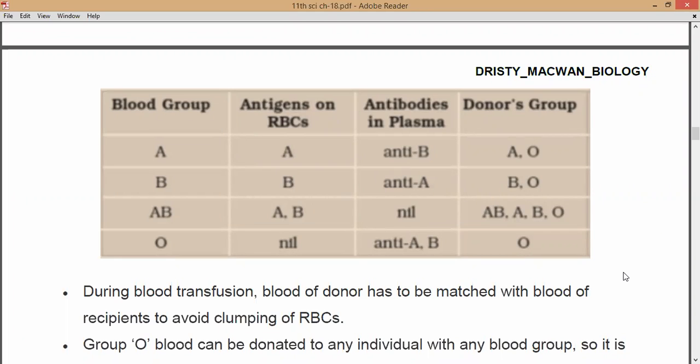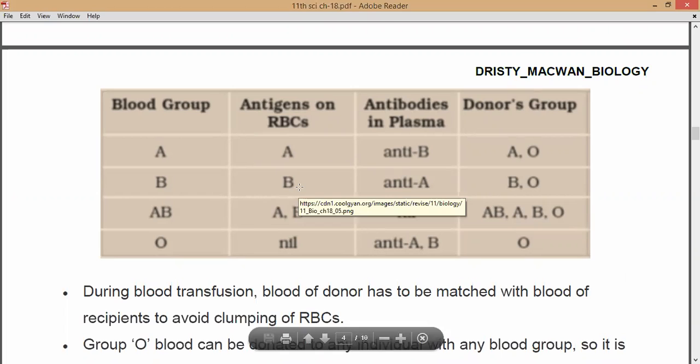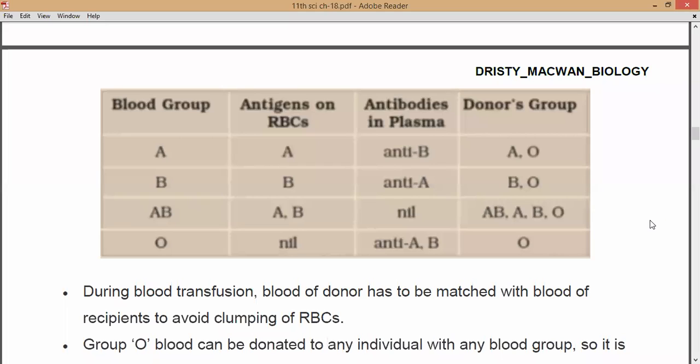Second is blood group B. In blood group B, the RBC contains antigen B, and here also the opposite antibody will be present, that means the anti-A antibody will be present in the plasma. Here again the donors will be the B group and the O group. These two can donate blood to the person who has blood group B.